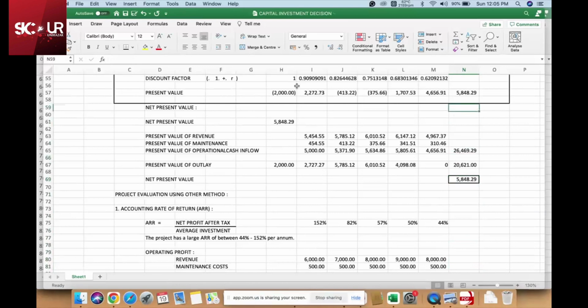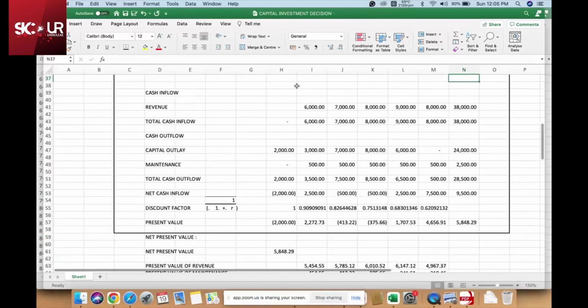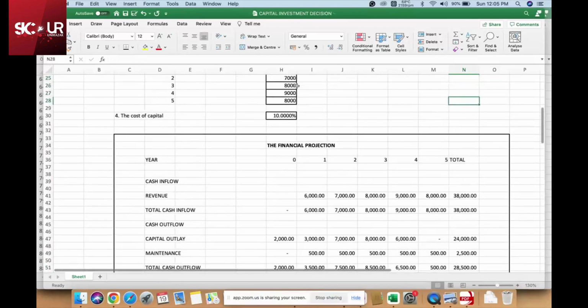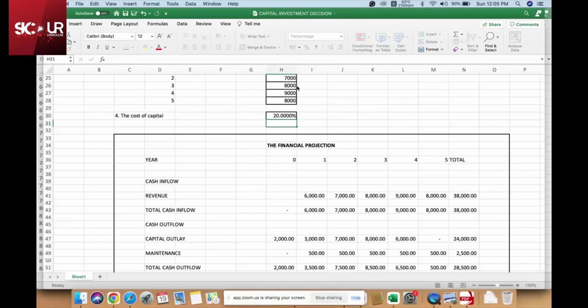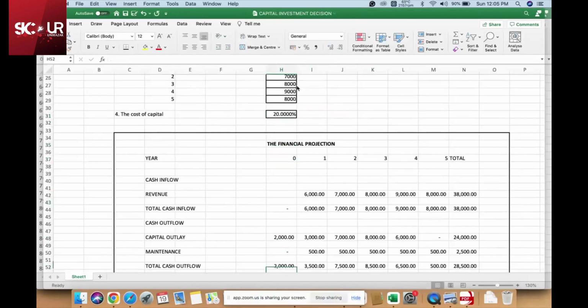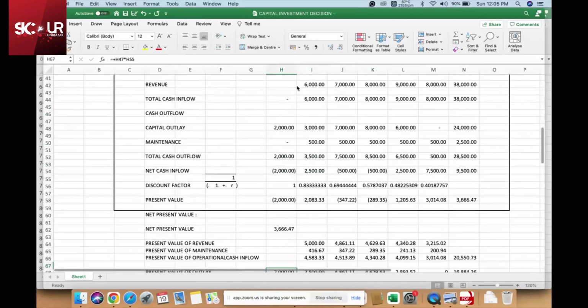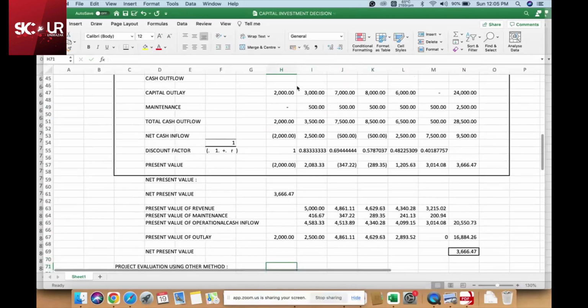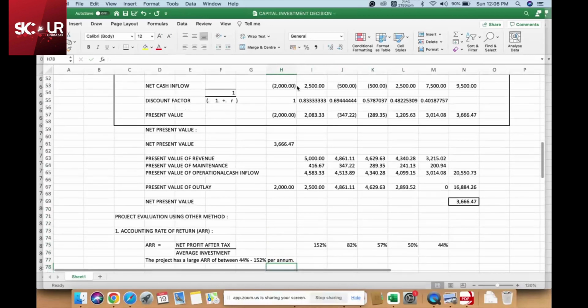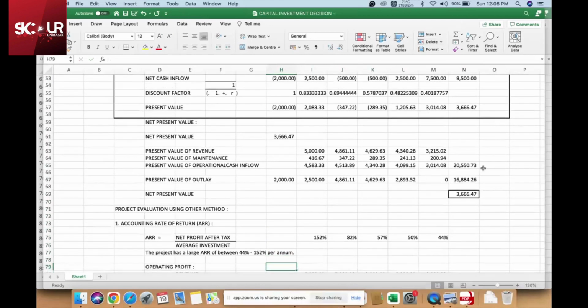So even if you discount at a higher rate, for example, at 20% here, you just change it to 20% and everything will be reflected at 20%. You see that the project is still viable, still giving 3.6 million return.